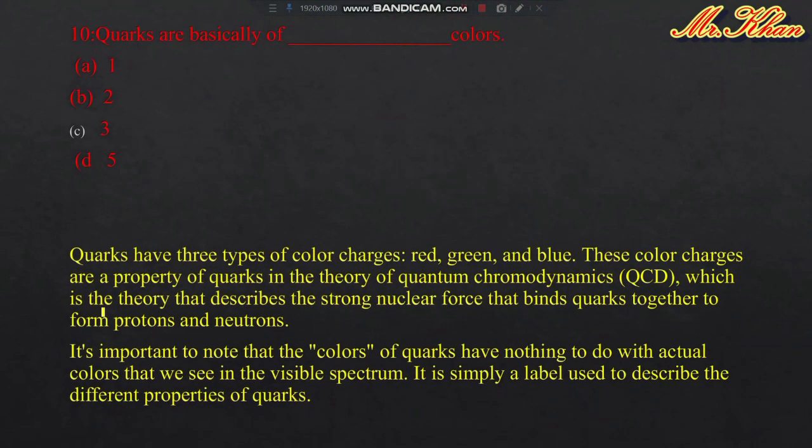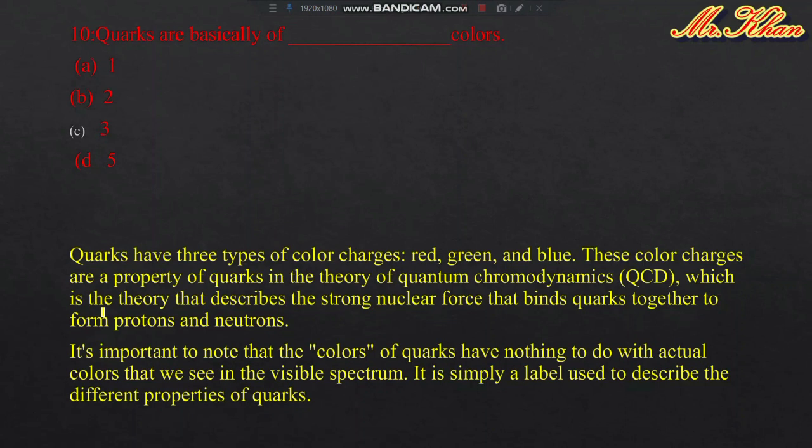Question 10. Quarks are basically of how many colors? A. 1, B. 2, C. 3, D. 5. Quarks have 3 types of color charges: red, green, and blue. These color charges are a property of quarks in the theory of quantum chromodynamics, QCD, which is the theory that describes the strong nuclear force that binds quarks together to form protons and neutrons.